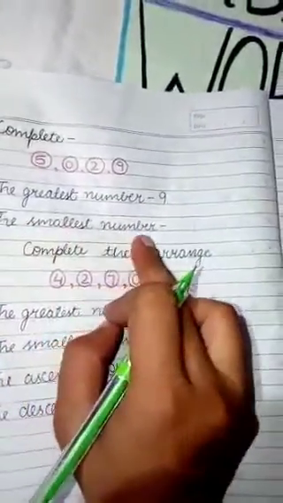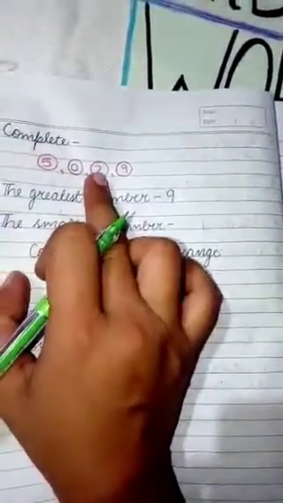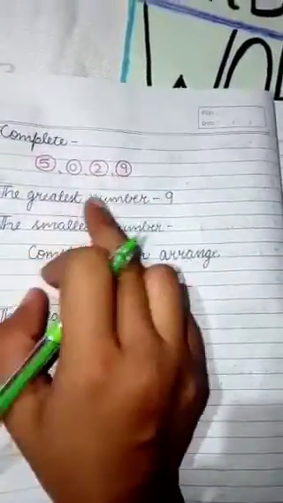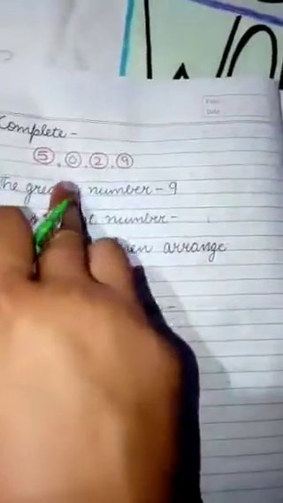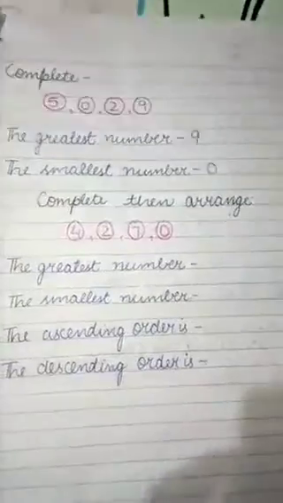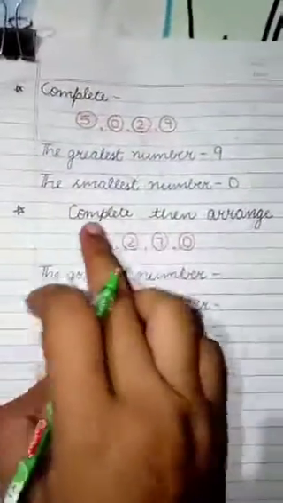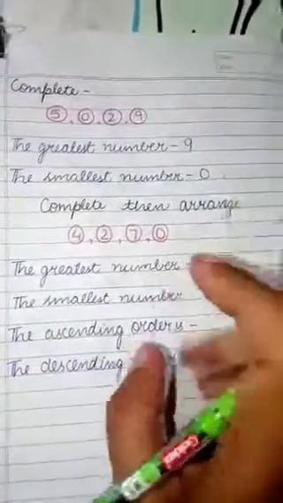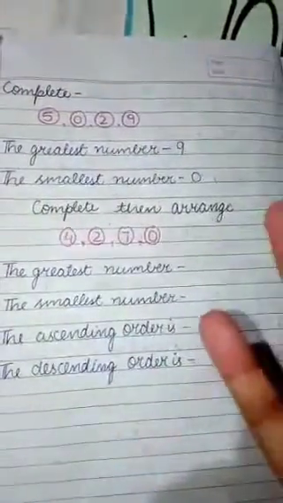The smallest number in these numbers. 5? No. 2? No. 9? No, 9 is the greatest number. So 0 is our smallest number. Come to this. Complete, then arrange. First we have to complete, then we have to arrange.